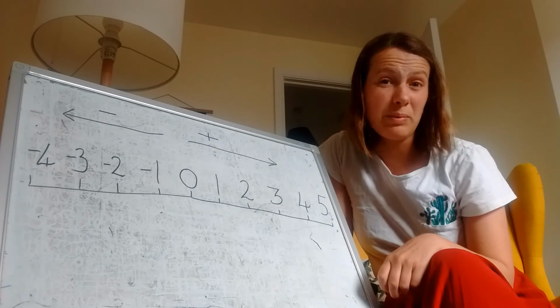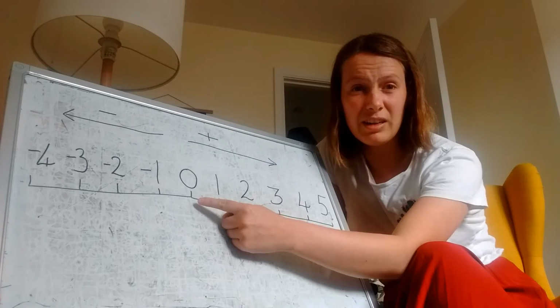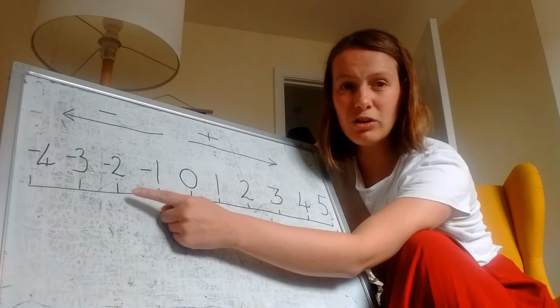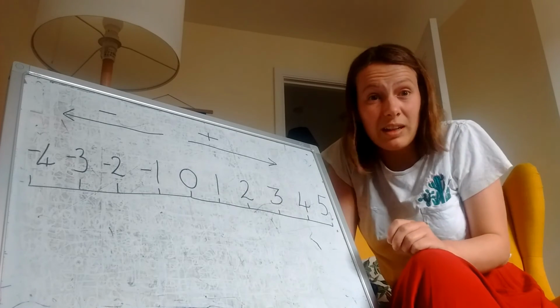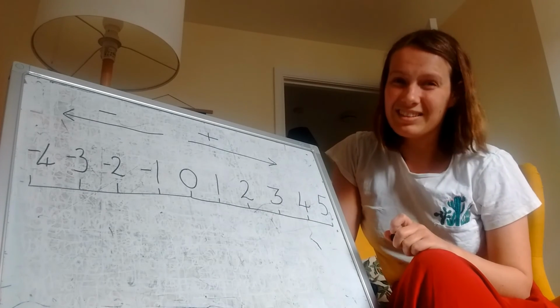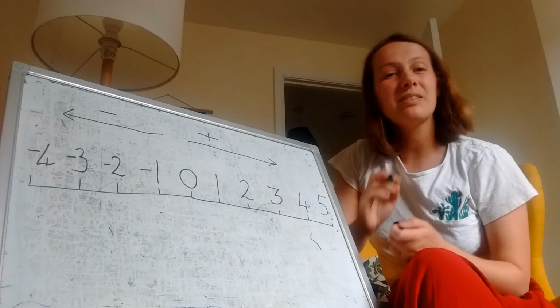That makes sense when you think about temperature. If it's 0 degrees, it's cold. If it's minus 2 degrees, it's even colder. And if it's minus 4 degrees, it's colder still. Okay? That's a really good start to thinking about using our negative numbers.